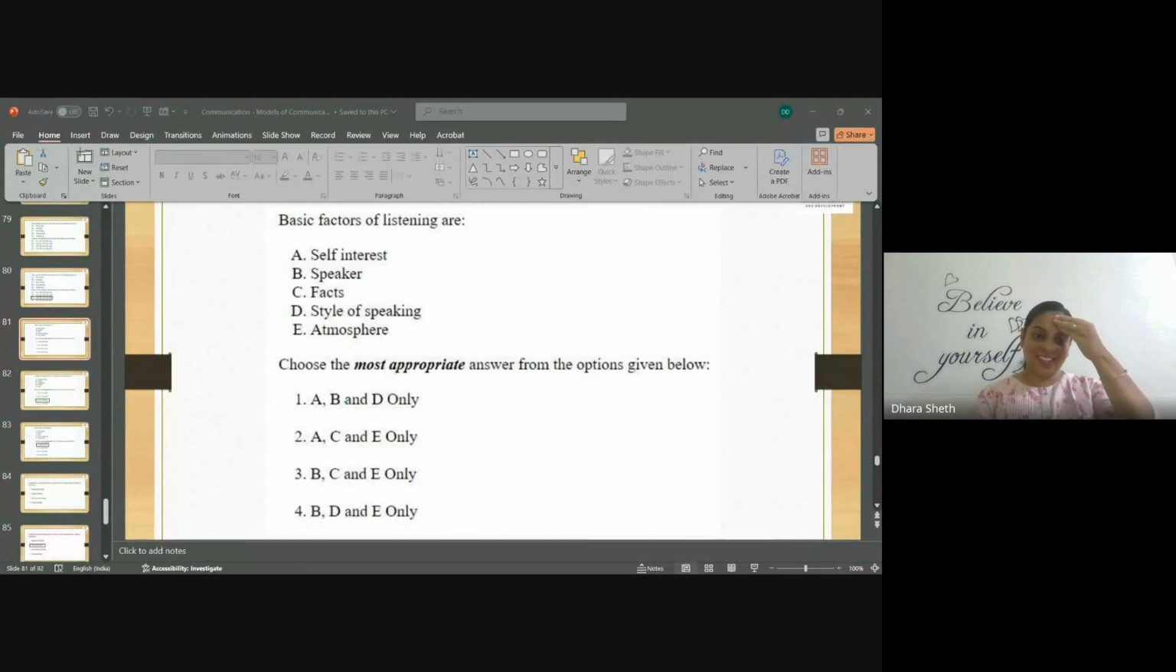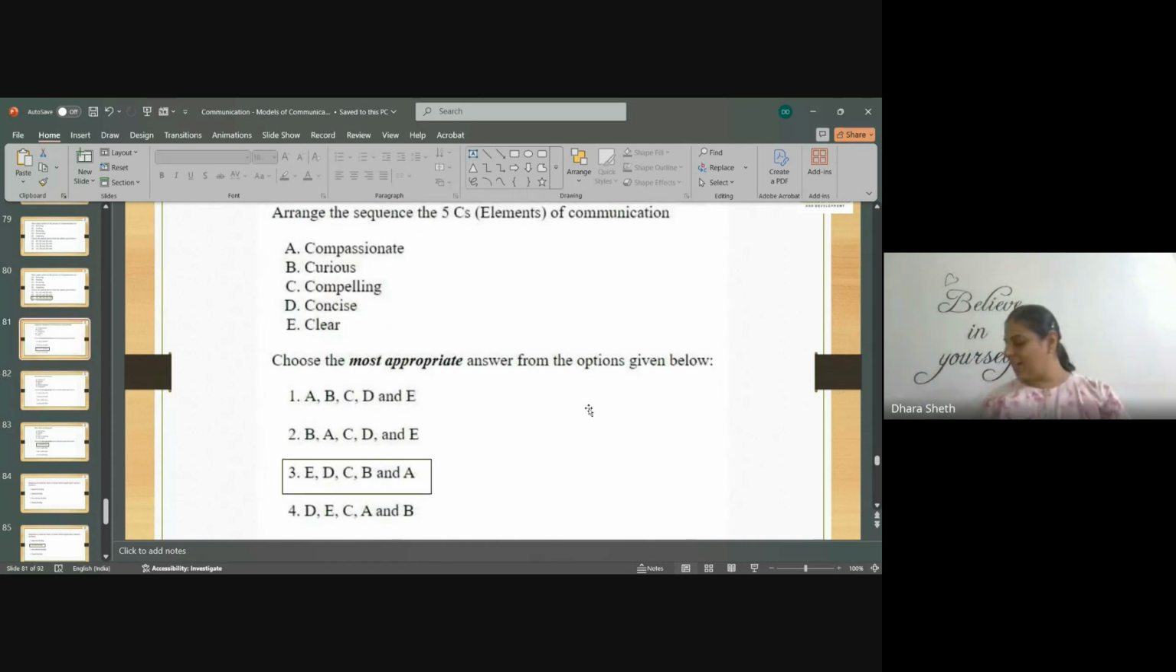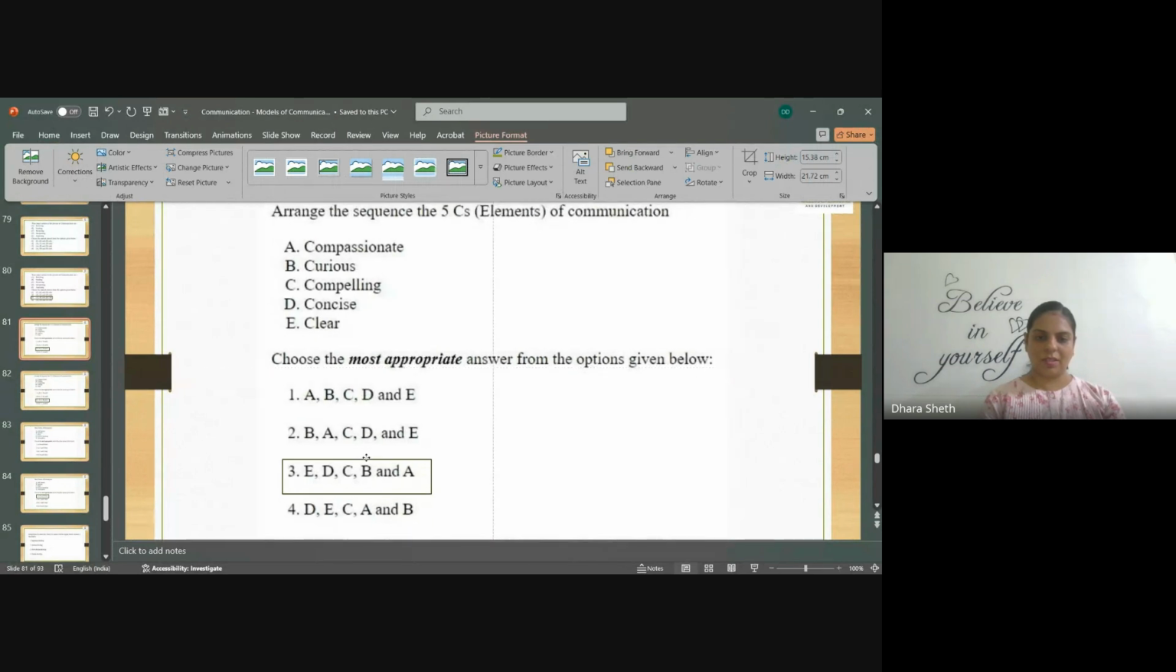Okay, so this is the question: arrange the sequence of the 5 C's or elements of communication. And the correct sequence goes like this: clear, concise, compelling, curious, and compassionate. That is the sequence.